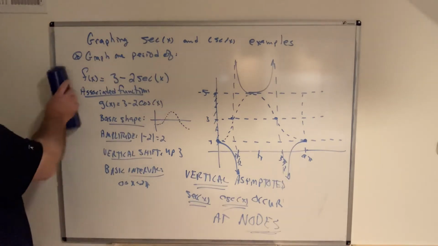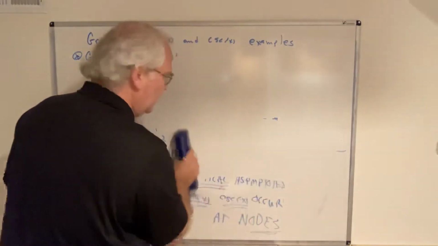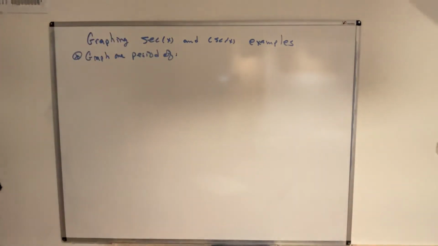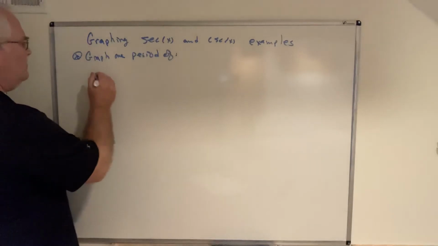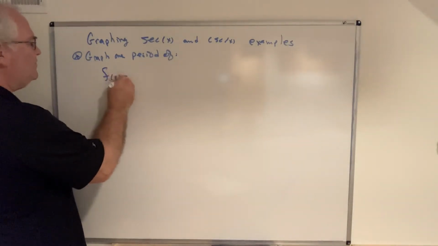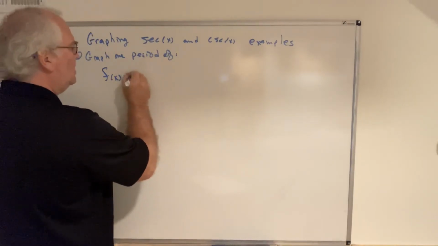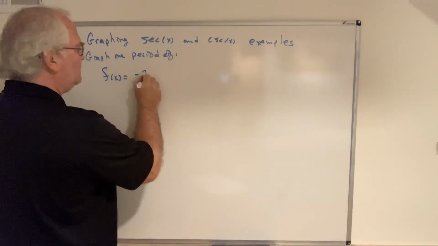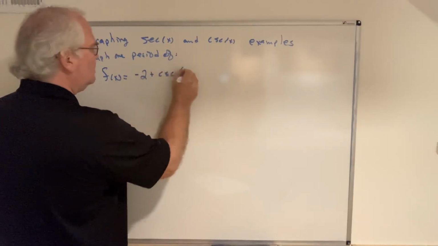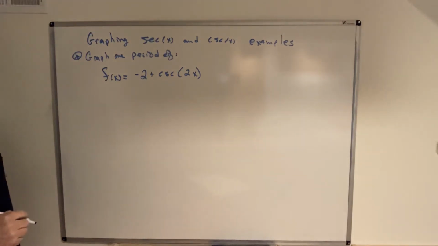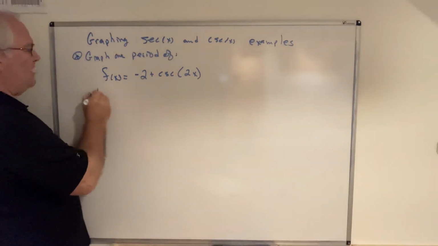So here's this. I'm going to go ahead and see if I can do another here. And the one I'm going to work on, let me check my list over to the side. Okay, I'm going to do f of x is equal to -2 plus cosecant of 2x. And so what do we have here? First, we have the associated function.